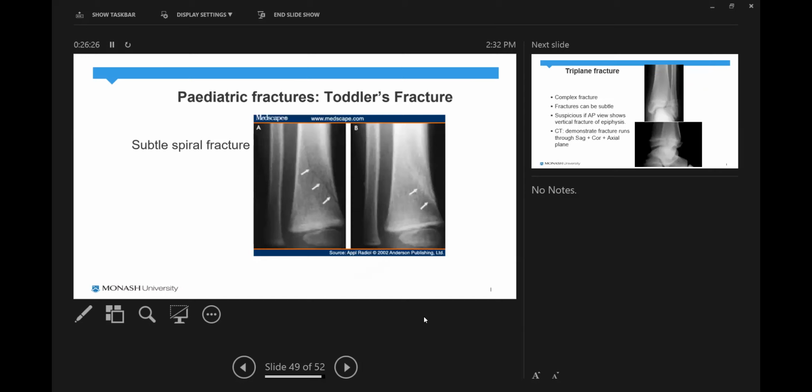With pediatric patients, there is a toddler's fracture. This normally happens when the baby starts to walk and they fall quite often, or their feet get stuck, and then you can have a subtle spiral type of fracture, and here is where it has started to heal.